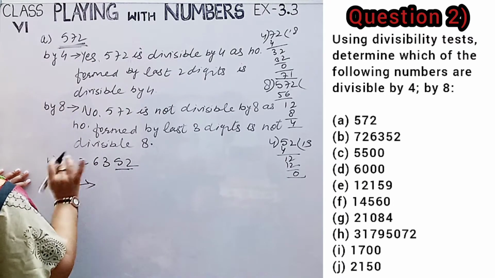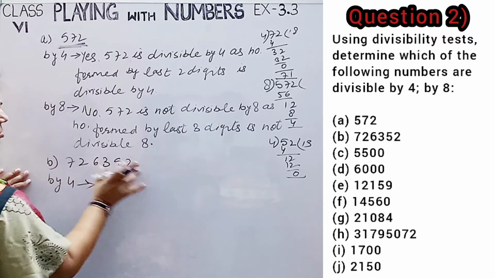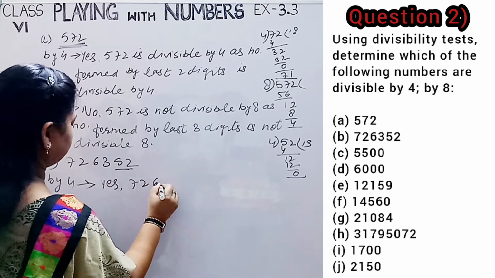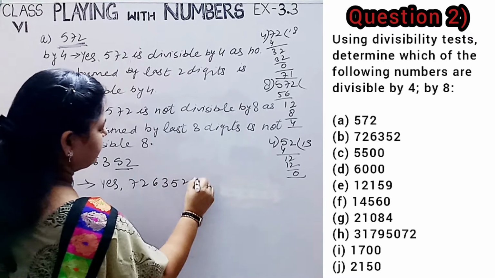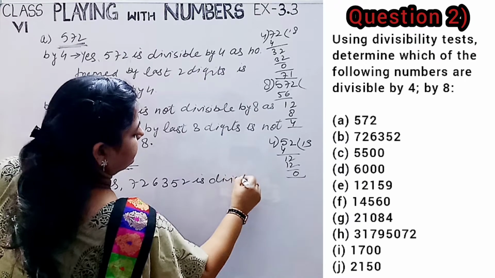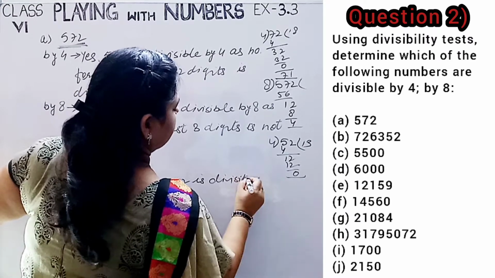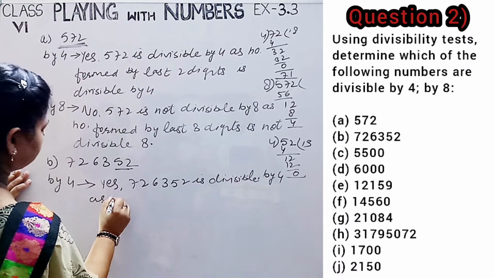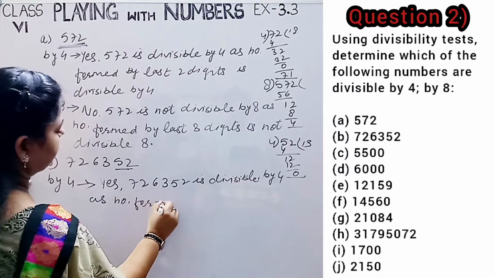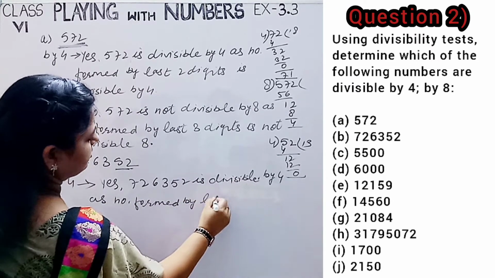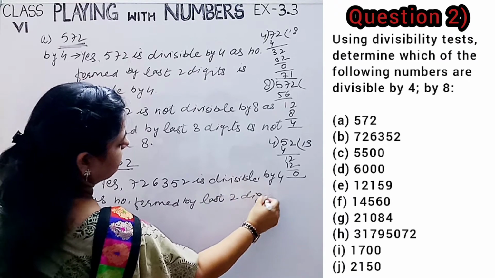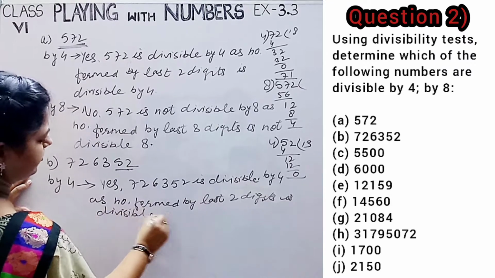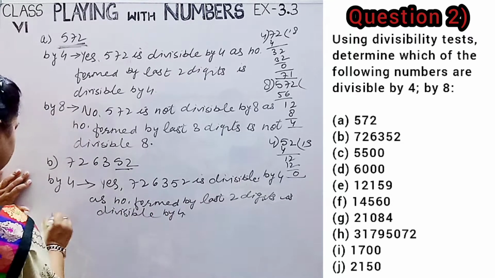It means 7,26,352 is also divisible by 4. So yes, 7,26,352 is divisible by 4 as number formed by last two digits is divisible by 4.